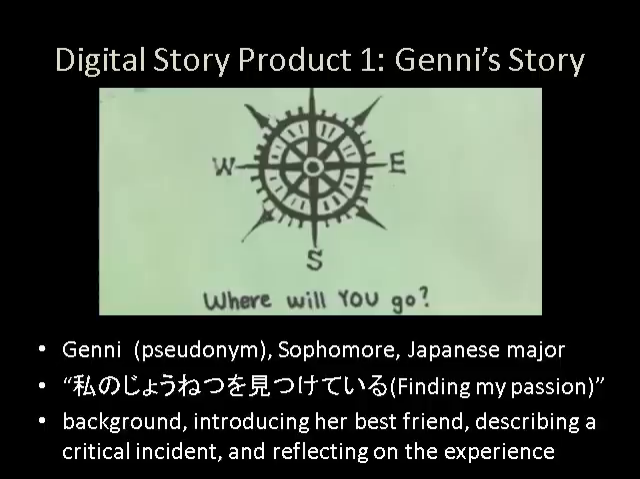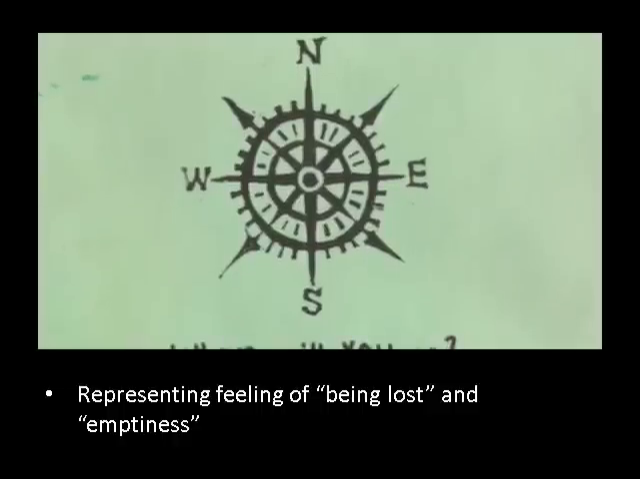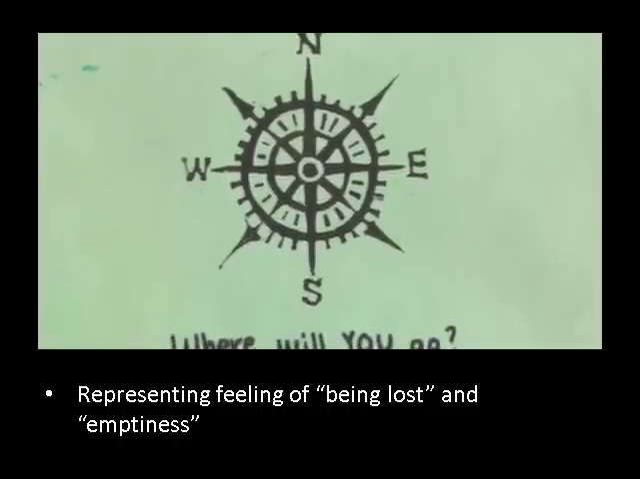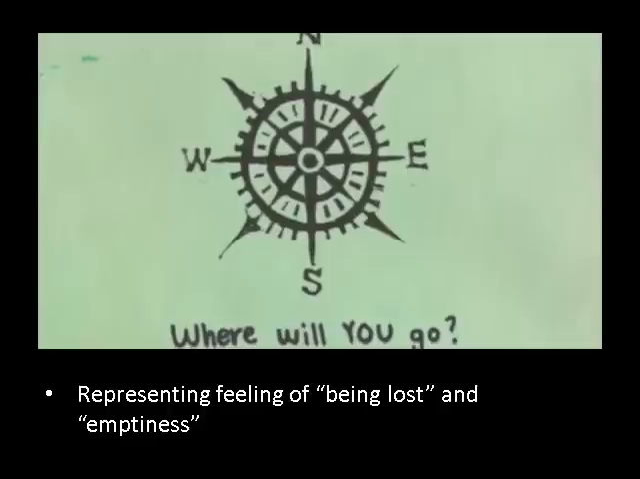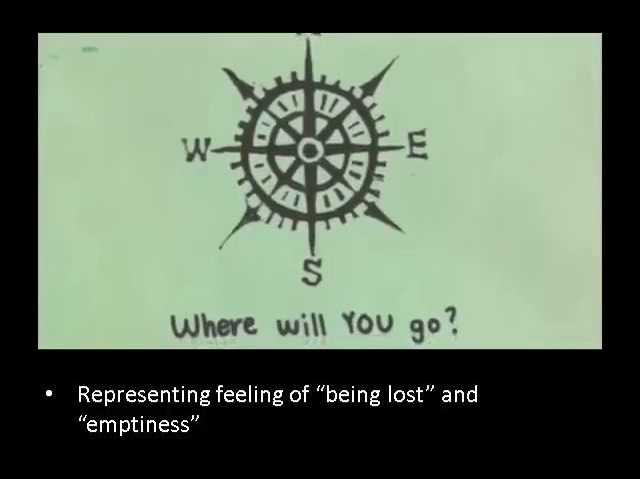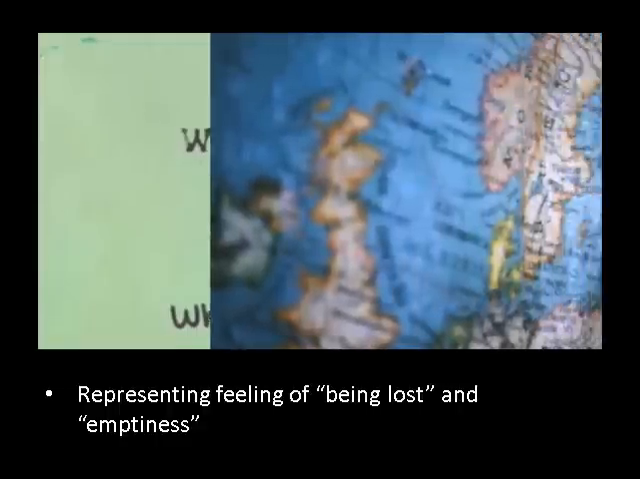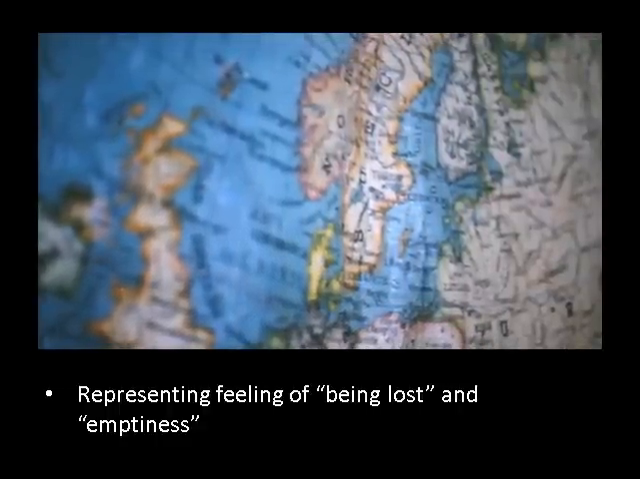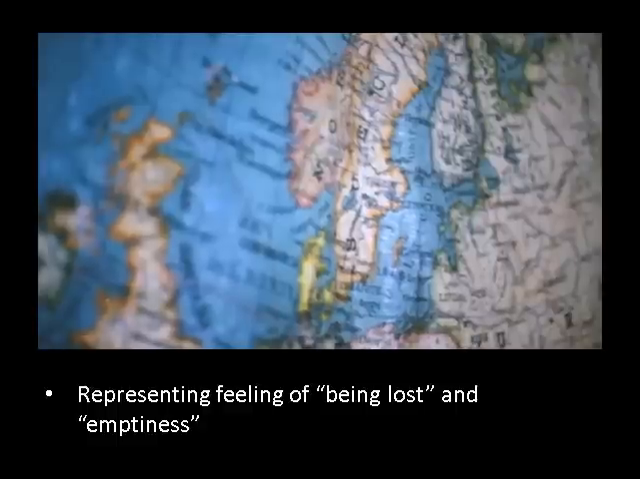Her story consists of 4 parts that can be summarized as background, introducing her best friend, describing a critical incident, and reflecting on that experience. She used 20 still images in her story, and a soft piano music plays in the background throughout the story. One of the most notable features of Genni's video is her use of visual images. In designing the multimodal text, Genni used her own photos minimally. The rest were all abstract pictures that symbolically captured the feeling of her story.